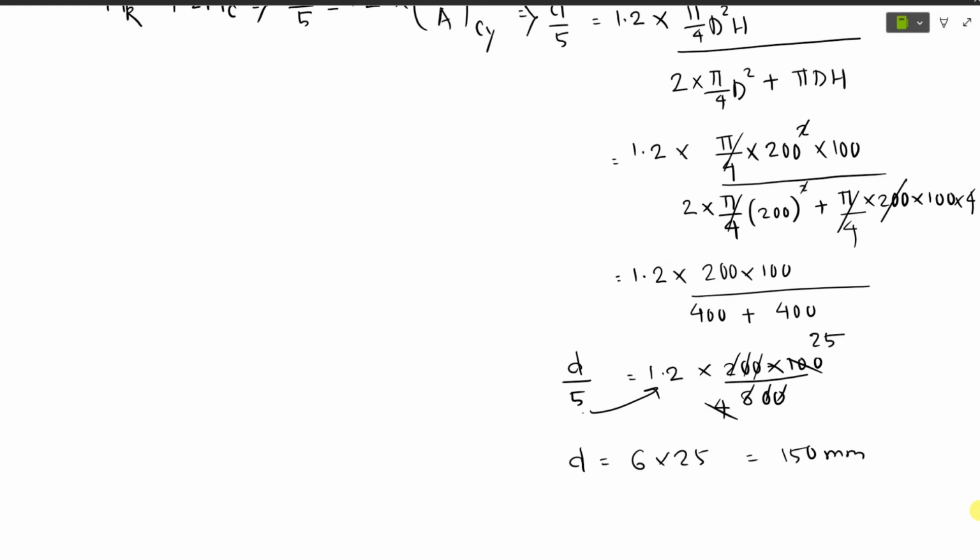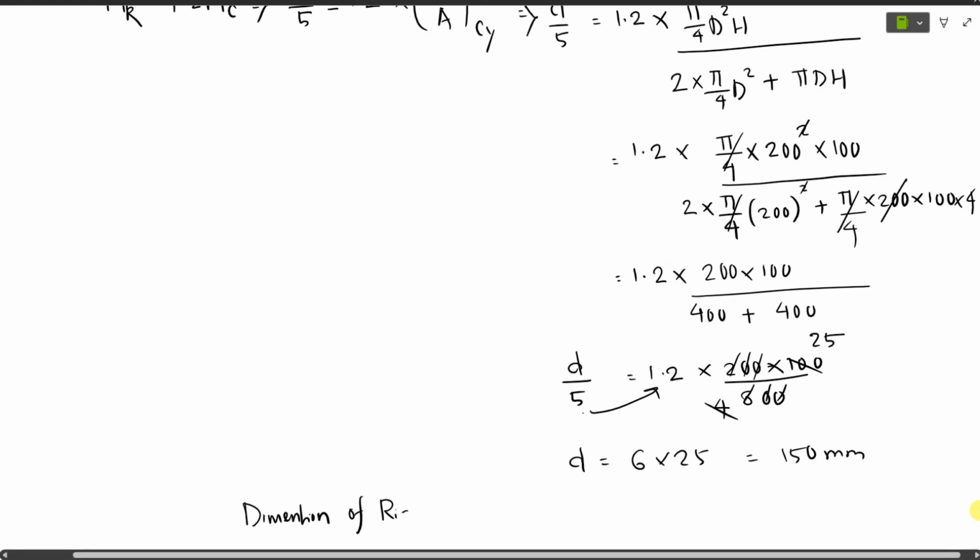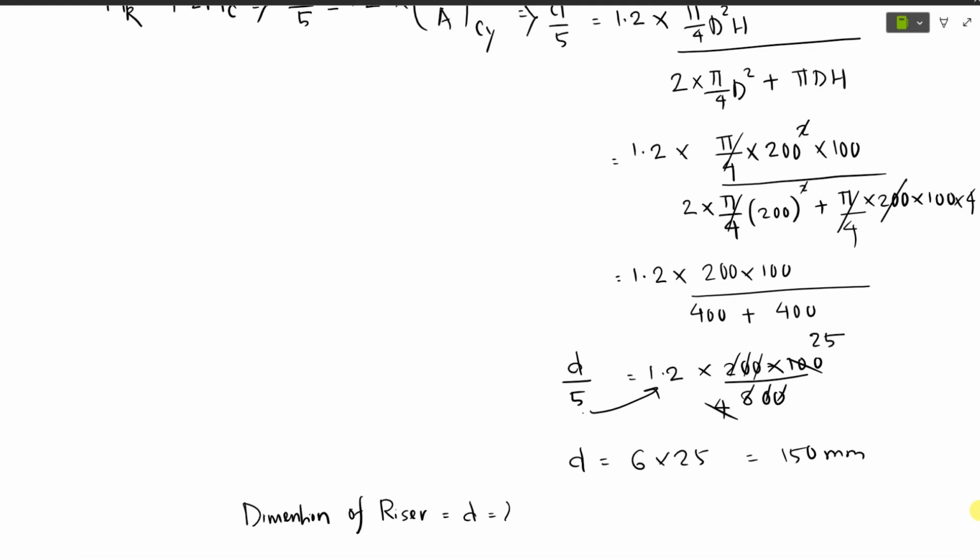So what will be the dimension of the riser? d will be equal to h, which is given in the question, and will be equal to 150 mm, which is the right answer.